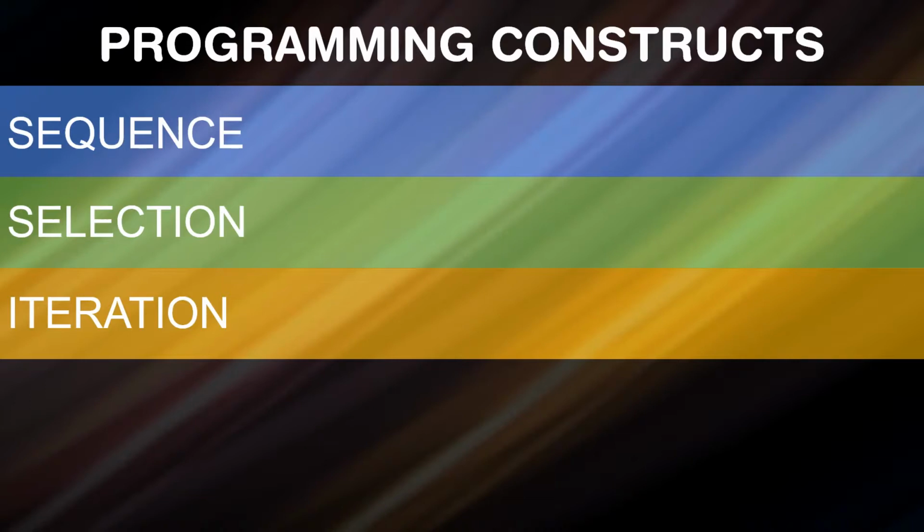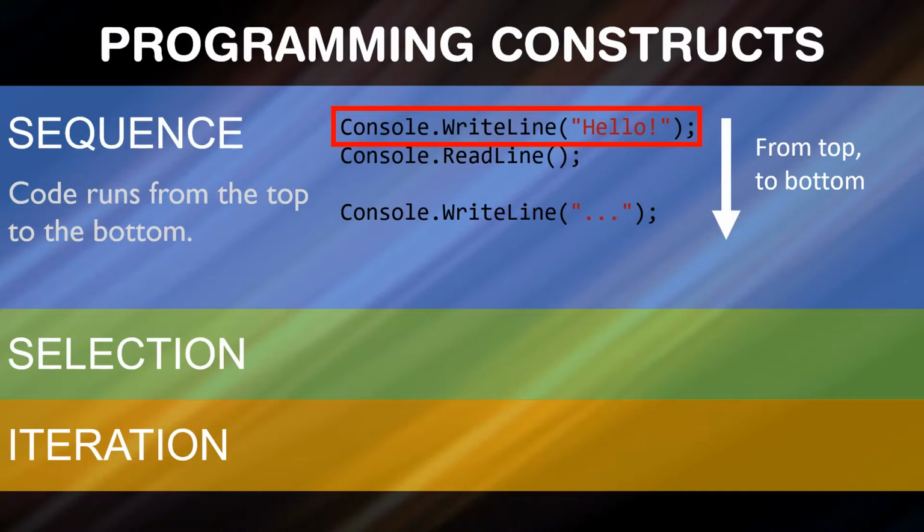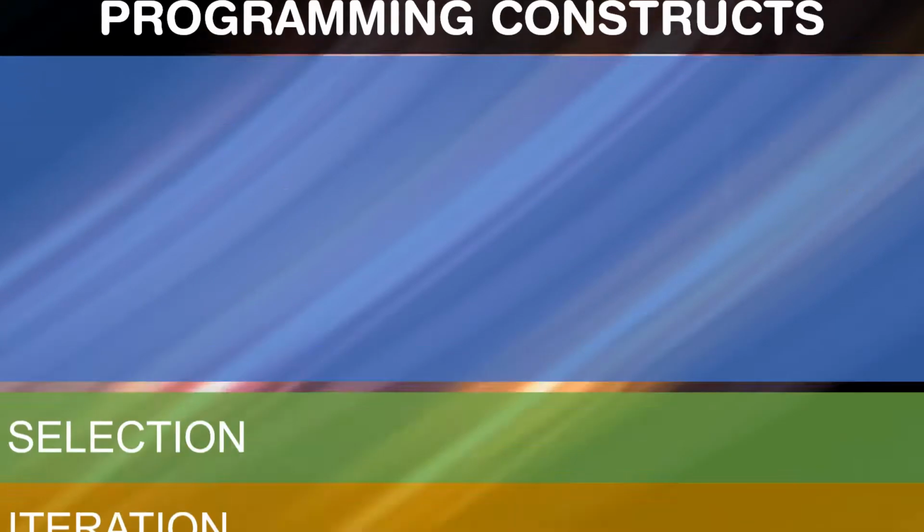Sequence is the very simple concept that code executes from top to bottom in sequence. So the line of code at the top will run first, and then the line at the bottom will run last. It will just go from top to bottom, just like how we read text. We go from the top to the bottom, and this is the absolute most fundamental part of building a program.